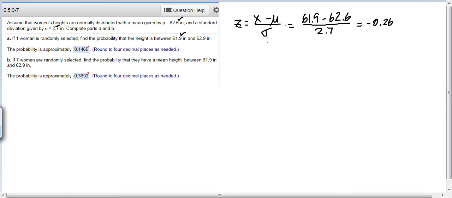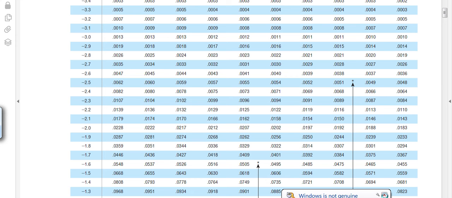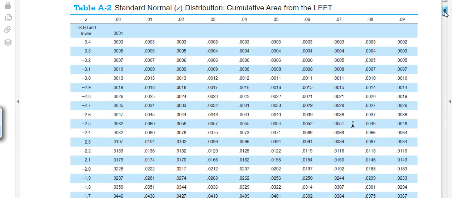And now we do the same thing for the other z-score for 62.9. Alright, so we'll calculate that. And so to finish that calculation, it was 0.11. Now, again, this is all manual. If you have the calculator, we're already done, but for the manual one, you have to go get your tables. Alright, so let's go to the z-scores. We need to get negative 0.26.